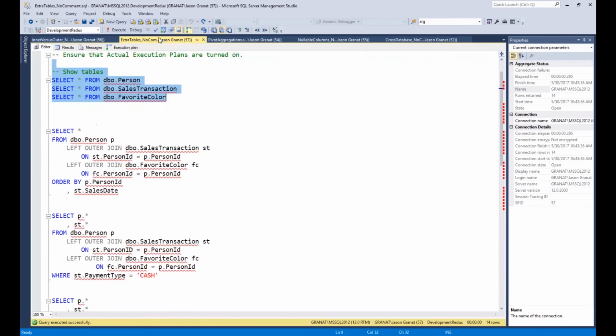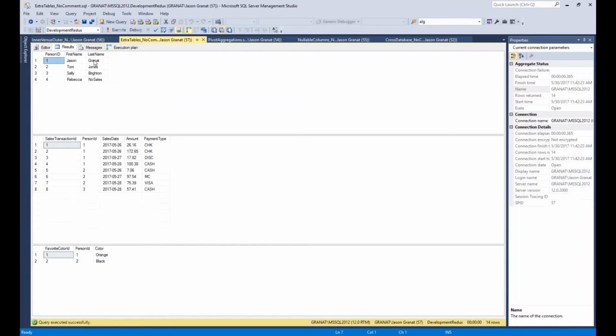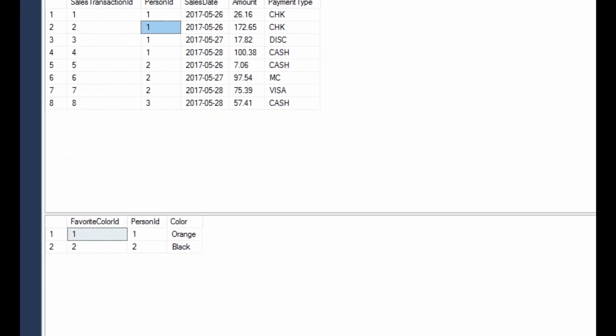We'll take a quick peek here, and I've got my same data sets again. My person at the top, my sales transaction, and then I did add, just as a simple example, this favorite color, table of favorite colors. So we have a person, and then we have a color. So in this particular format, one person's only going to have one favorite color.